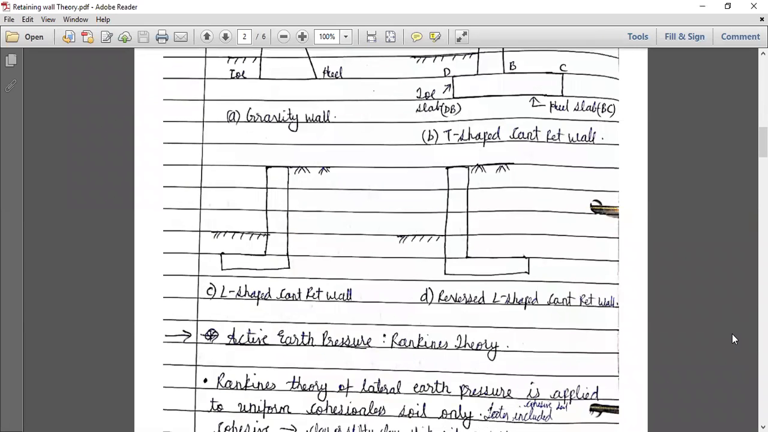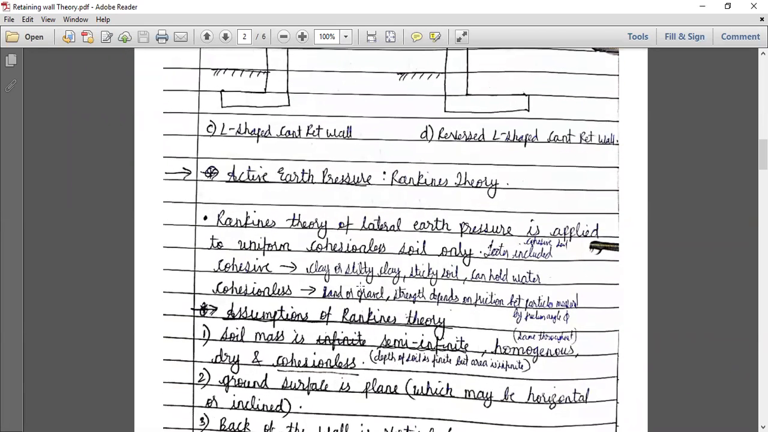I have mentioned here that cohesive soil is nothing but clay or silty clay, sticky soil which can hold water, and cohesionless soil is sand or gravel. Strength depends upon the friction between the particles. So this theory is based on cohesionless soils only. Later, cohesive soil was also included in this theory.